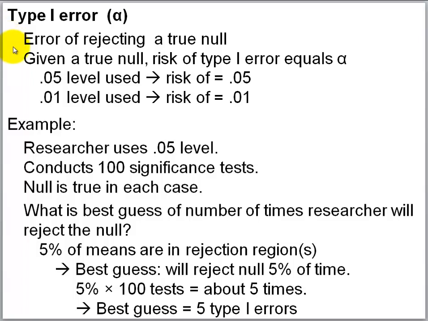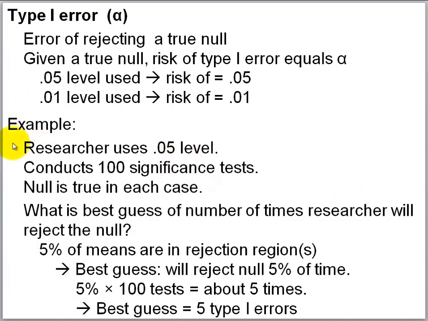Now, given a true null, the risk of type 1 error equals alpha, or stated differently, it equals the probability connected with your significance level. So if you have selected the 0.05 level, then the risk of type 1 error is 0.05. And if you have selected the 0.01 level, your risk of type 1 error is 0.01, 1 time in 100.